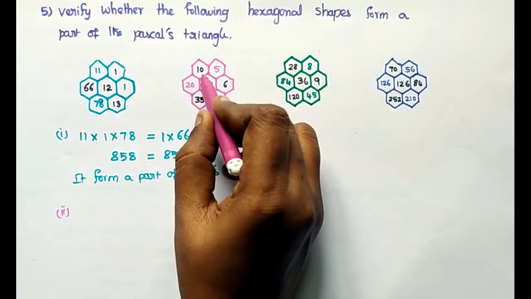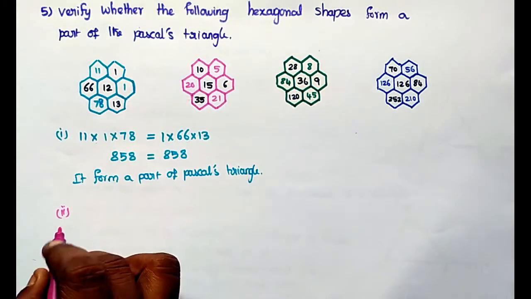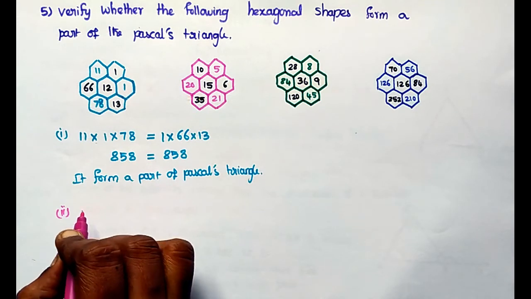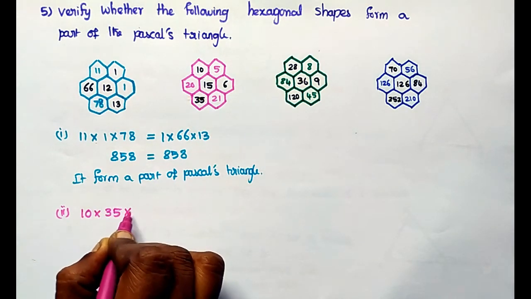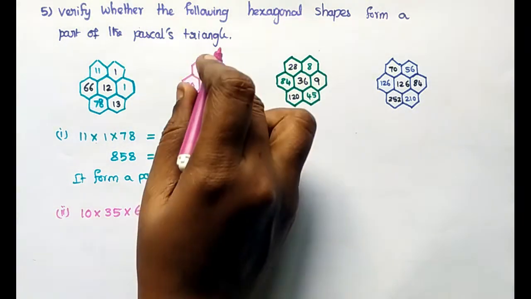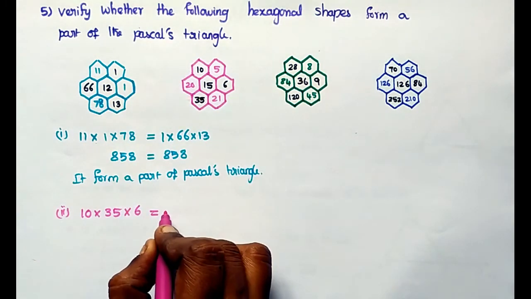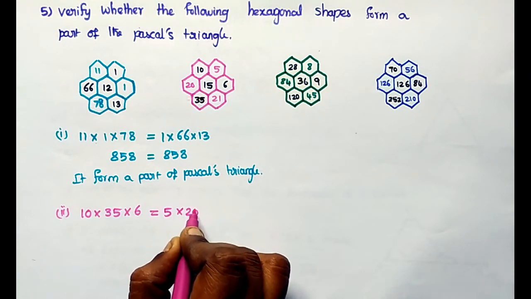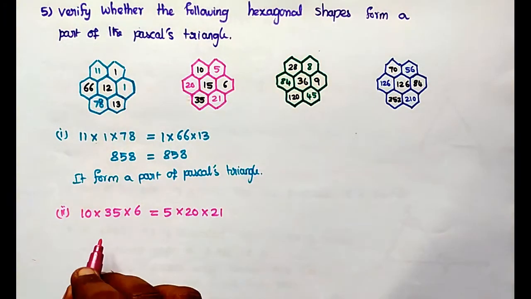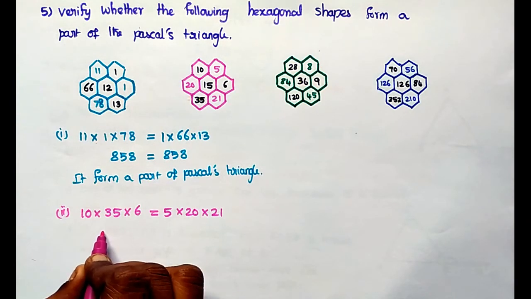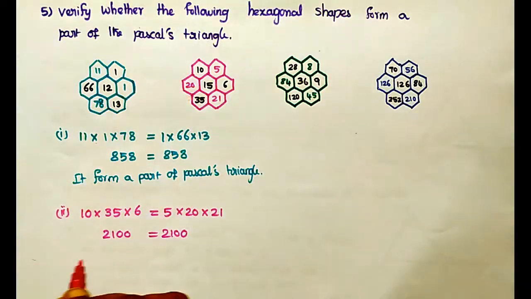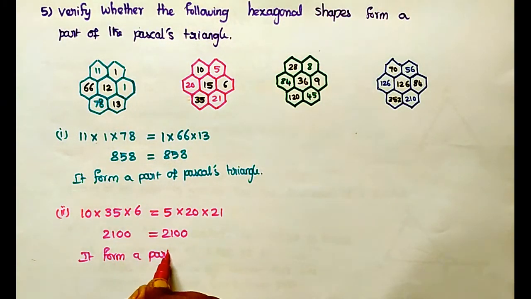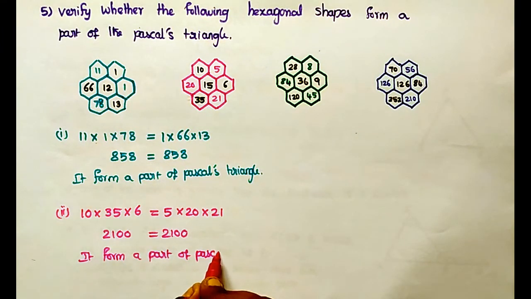Next one, same procedure we can follow. Listen, 10 into 35 into 6 equal to 5 into 20 into 21. Multiplying this, we get 2100, here also 2100. So it forms a part of Pascal's triangle.